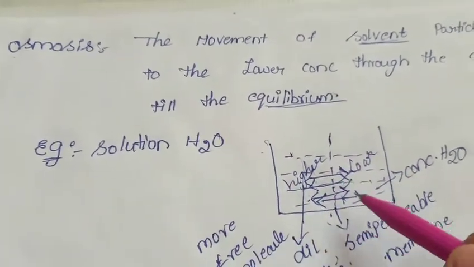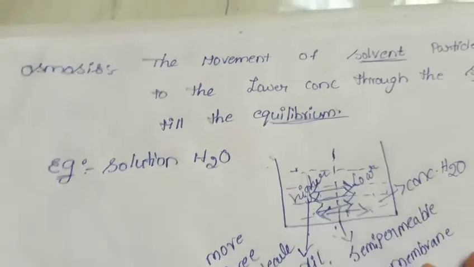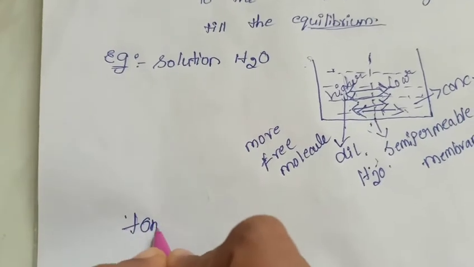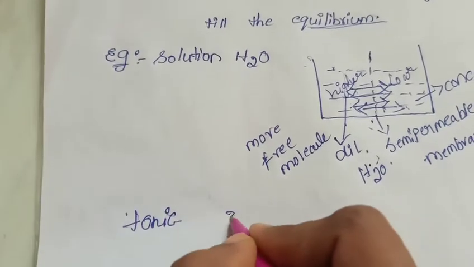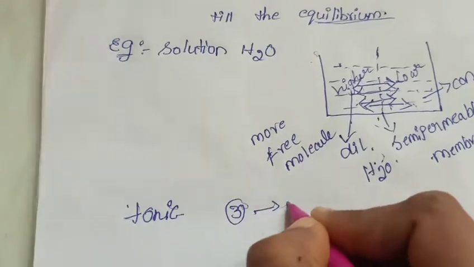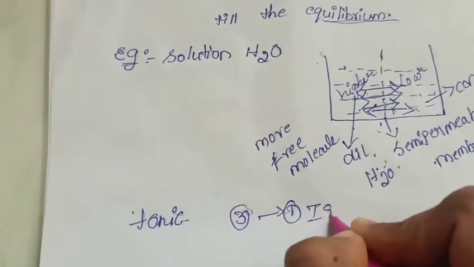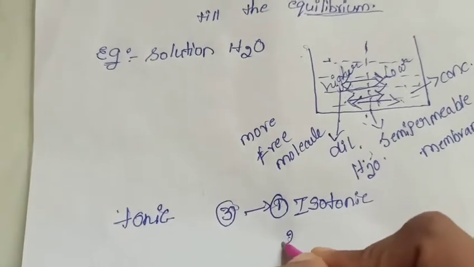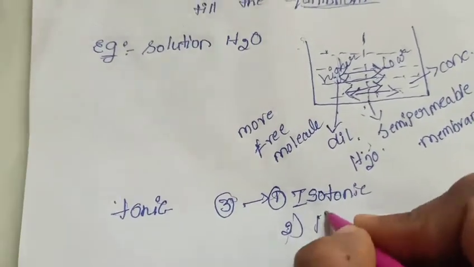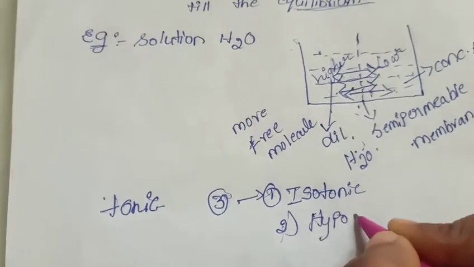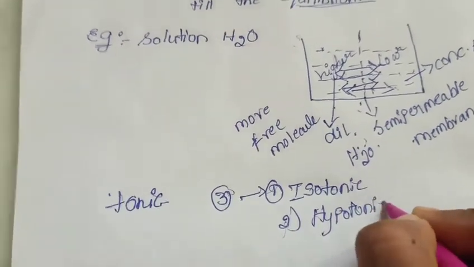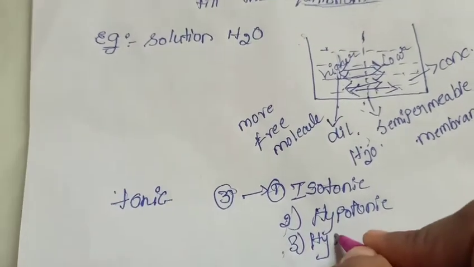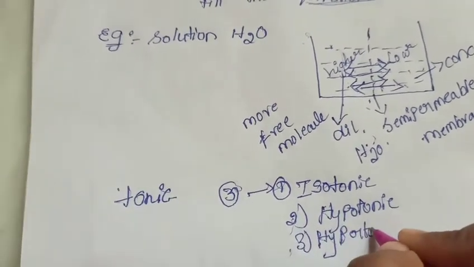Now let us discuss the tonic solutions. There are three types of tonic solutions. The first one is isotonic, the second one is hypotonic, and the third one is hypertonic.